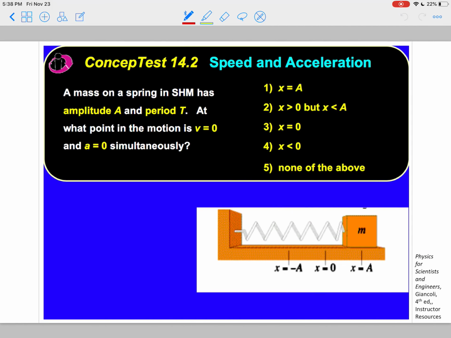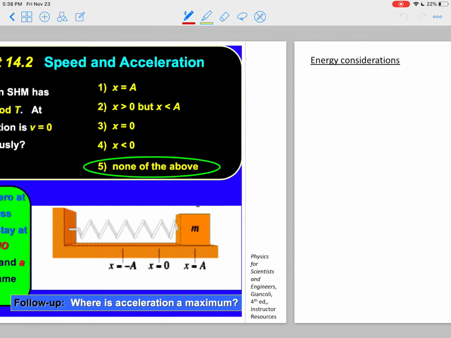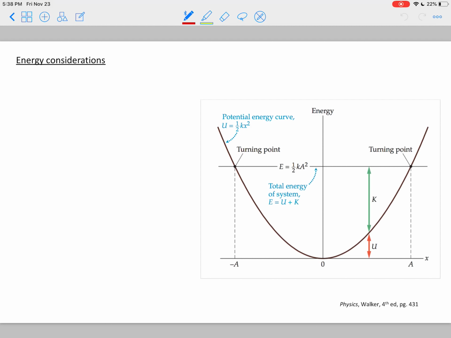All right. So a few different things. Mass on a spring, mass system in simple harmonic motion, amplitude A, period T. Is there a point in the motion where v is equal to 0 and a is equal to 0 at the same time? Well, no. That's not ever going to happen, because they happen at two different points. v is equal to 0 at these endpoints. a is only equal to 0 in the middle, so those are not going to correspond to each other, right?